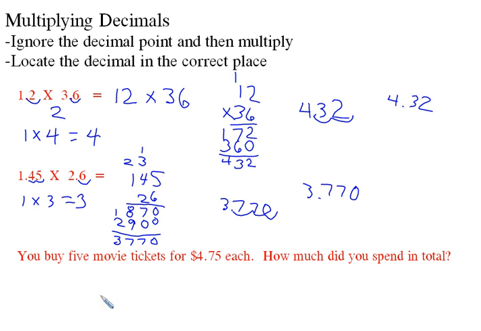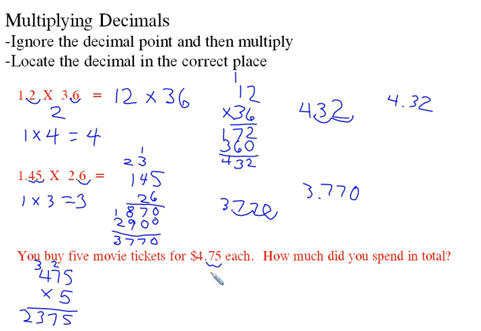Very quickly, as a word problem here, you buy 5 movie tickets at $4.75 each. How much did you spend in total? Again, $4.75 times 5. When you multiply that out, 5 times 5, 25. 5 times 7, 35, 37. 5 times 4, 20, and 3. So 23, 2, 375.